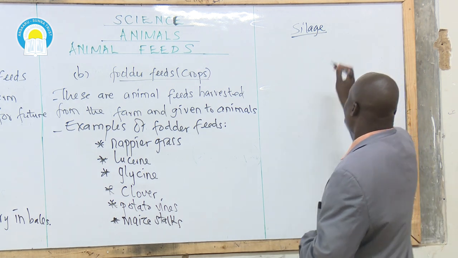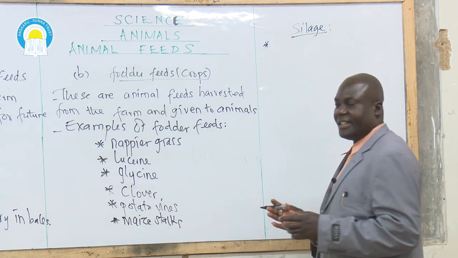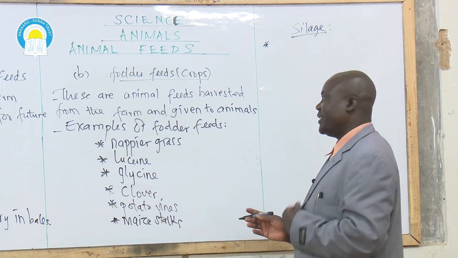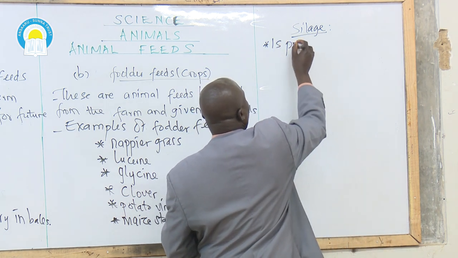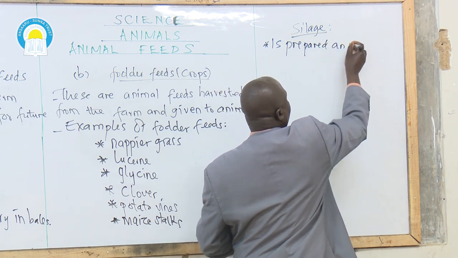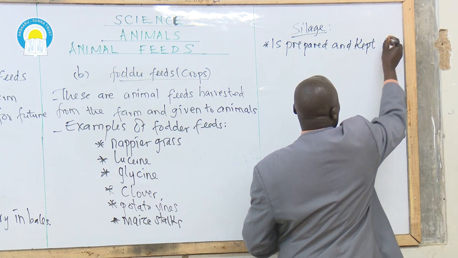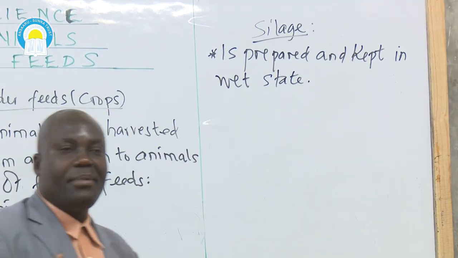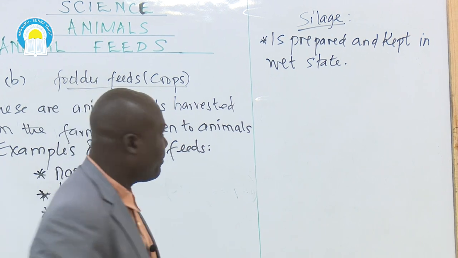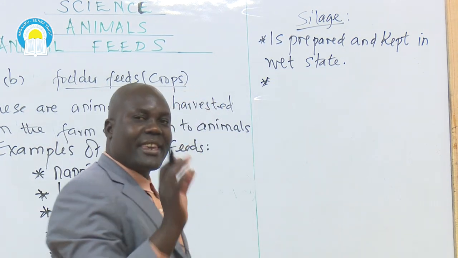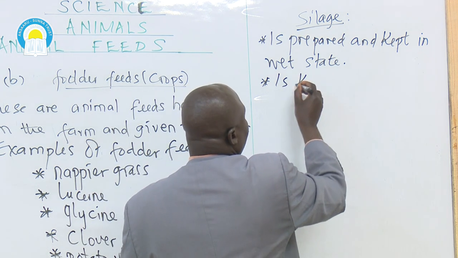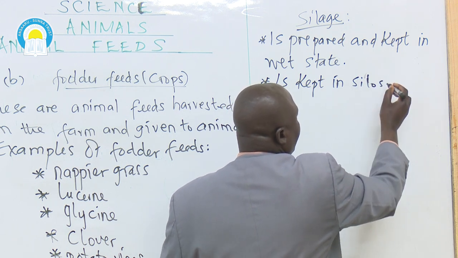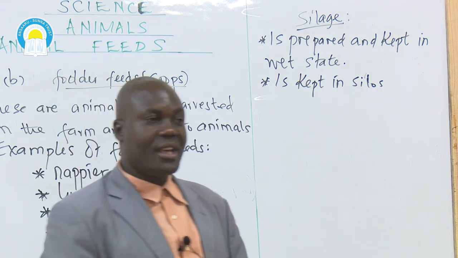Silage here, you find that it is prepared and kept in wet state, whereby when they keep it, it has some water in it. It has some moisture. So this silage is kept in silos. However, some people who don't have such structures, how do they keep them?